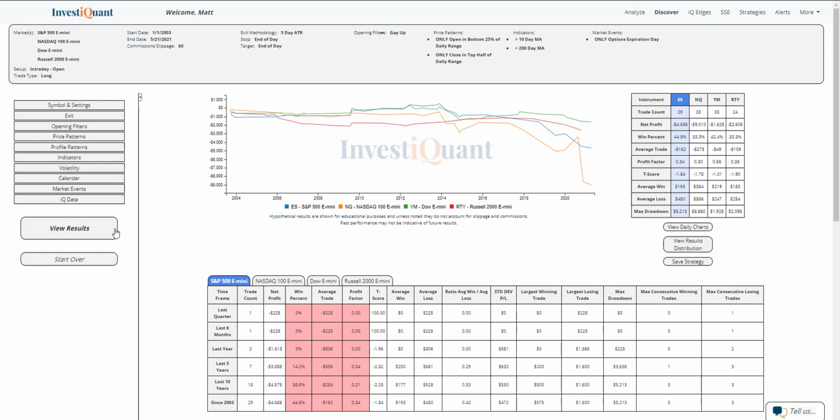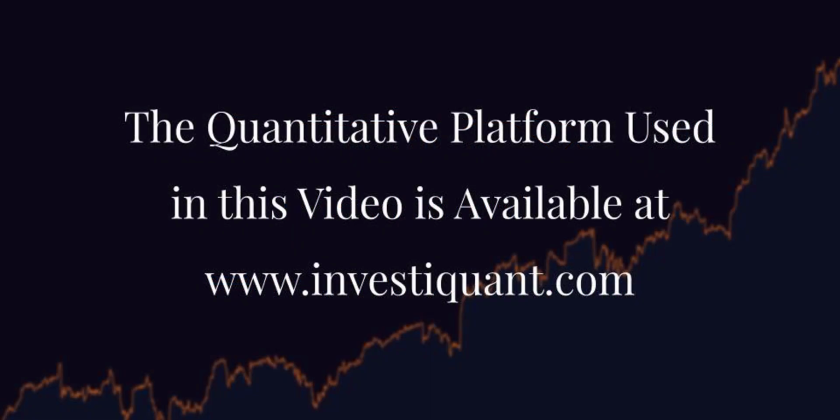And if we look at the average win and average loss, you'll notice also that the average loss is larger in all four instruments compared to the average win. So all four instruments have weaker win rates, and all four instruments have larger average losses compared to their average wins with this pattern. So historically speaking, this pattern has been a bit more bearish.